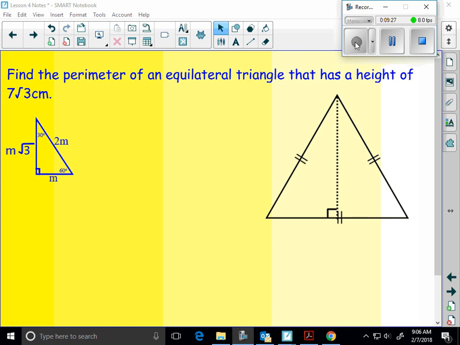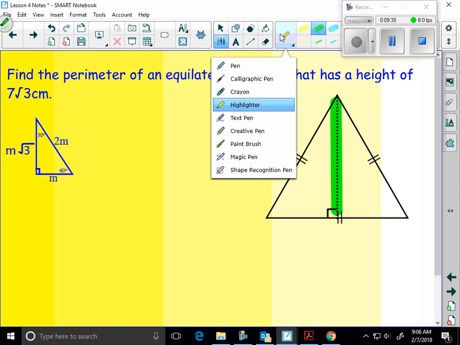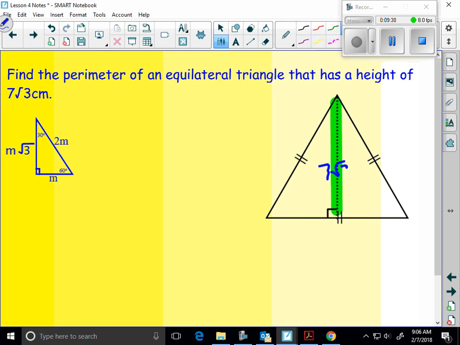Is my microphone on? There it is. Let's reconvene. If this height is 7 root 3, what does that make this length right here? 7. And that length and this length are the same. Therefore, what are these two sides? Those are both equal to 14.